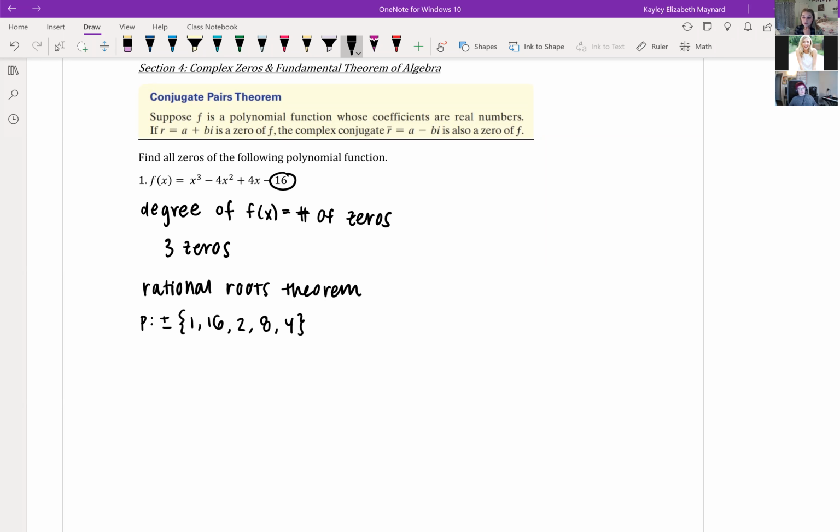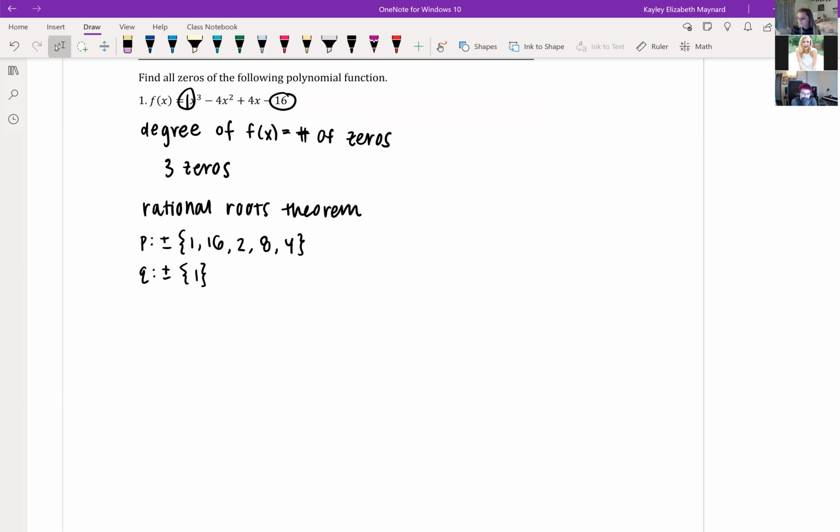And then my next step is to do the same thing, which will be Q, and that is your factors of 1. And that's because 1 is the coefficient on x cubed. But that makes it really nice because the factors of 1 are just 1. So that's nice and easy. So once you do that, then you have to figure out what P over Q is. And those are all of your possible rational roots.